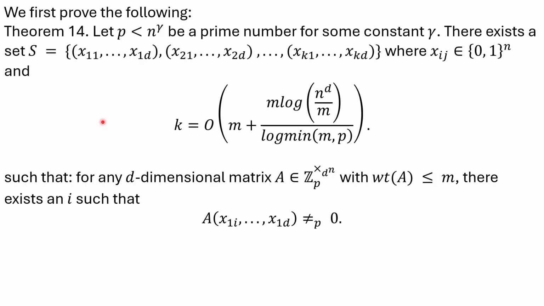We first prove the following. Theorem 14. Let p be a prime number less than n to the power of phi for some constant phi. There exists a set S, x11 to x1d, x21 to x2d, until xk1 to xkd, where xij is in {0,1}^n, and k is defined here, such that for any d-dimensional matrix A with weight of A less than or equal to m, there exists an i such that the entry A in this place is not equal to 0.